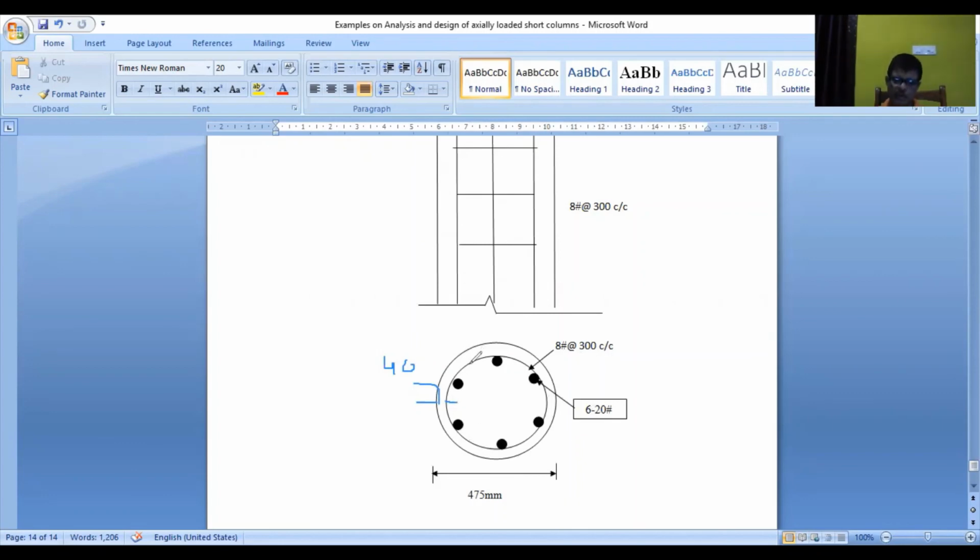Now this is your lateral tie, that is 8 mm at 300 center to center written here, and these are the 6 numbers of bars. They are provided along the periphery of the column, and you can also check the distance between these bars. The distance between bars shall not be more than 300 millimeter as per the codal provision. That means you can say pi into 475, the dimension, divided by the spacing. What is the number of spacings? 1, 2, 3, 4, 5, 6, divided by 6.